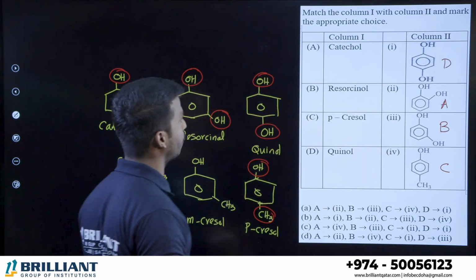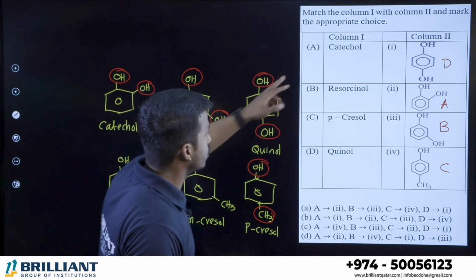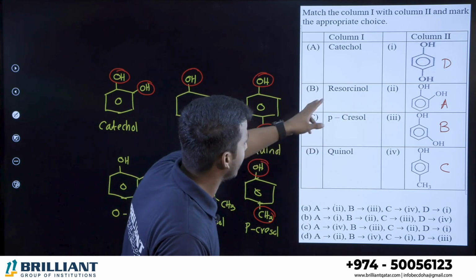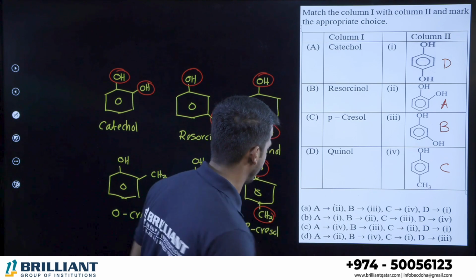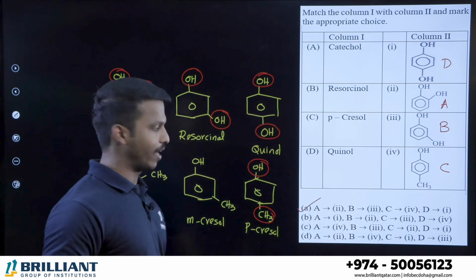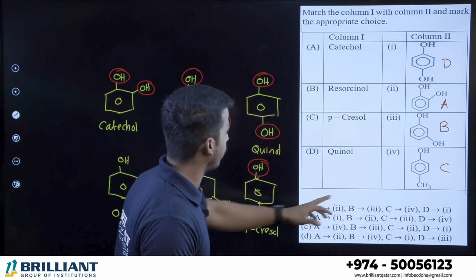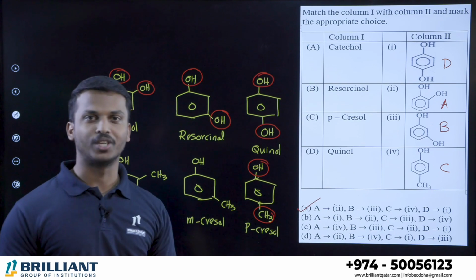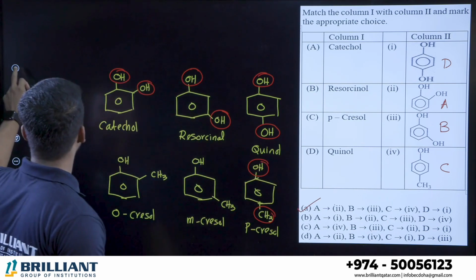So which is the matching option? First one with the second. We have two options. Then the second one, B with the third one. A2, B3. Yes, let's go with option A, right? A2, B3. And what about C? C is with the fourth one, D is with the first one. Yes, option A is the correct one. Alright, so let's go to question number 2.